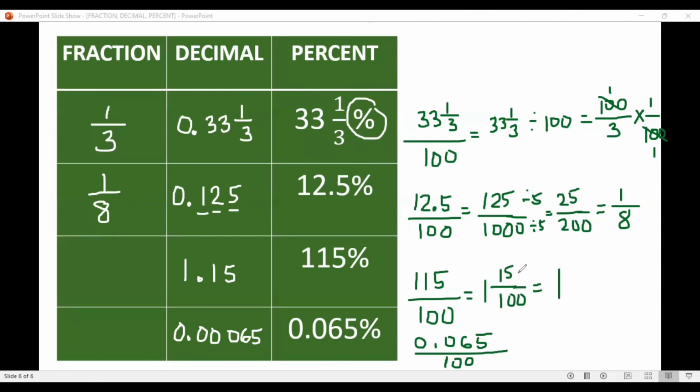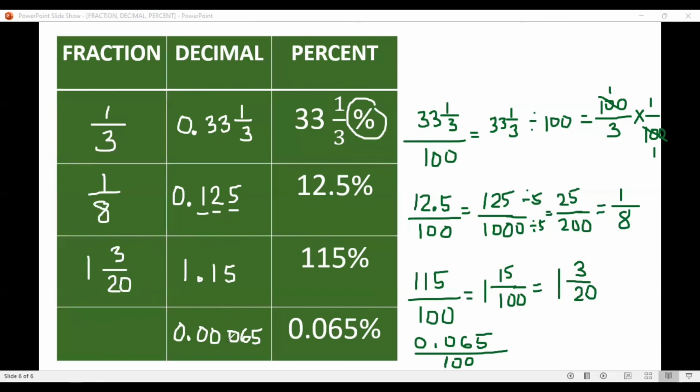What's the number that can divide both 15 and 100? Okay, so it's 5. Therefore, we divide 15 by 5. The answer that you will be getting there is 3. And divide 100 by 5. The answer that you will be having there is 20. So therefore, we have 1 and 3 over 20. So the answer that we will be getting there is 1 and 3 over 20.